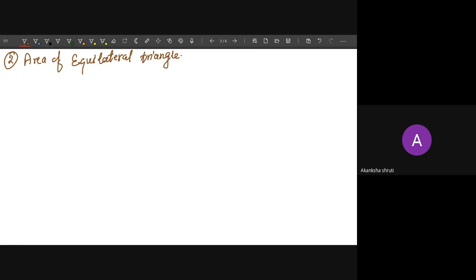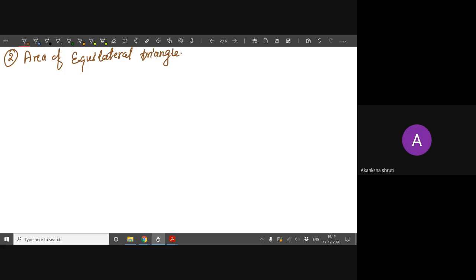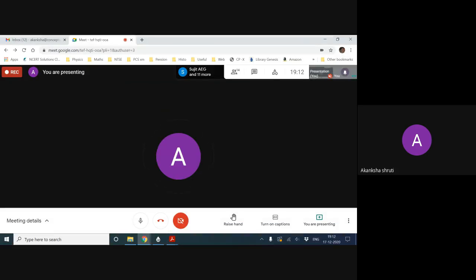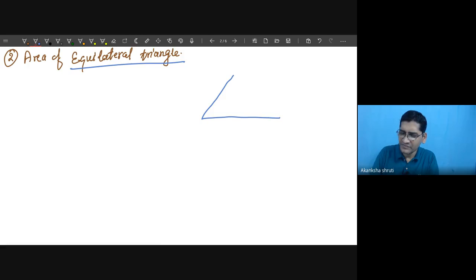There is a specific formula for calculating the area of an equilateral triangle. So that you also need to keep in mind. What is this equilateral triangle, students? An equilateral triangle has all three sides equal, and each of the angles is 60 degrees. This is the characteristic of an equilateral triangle.